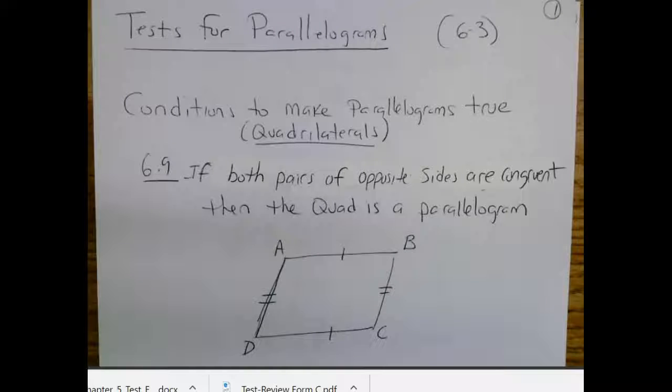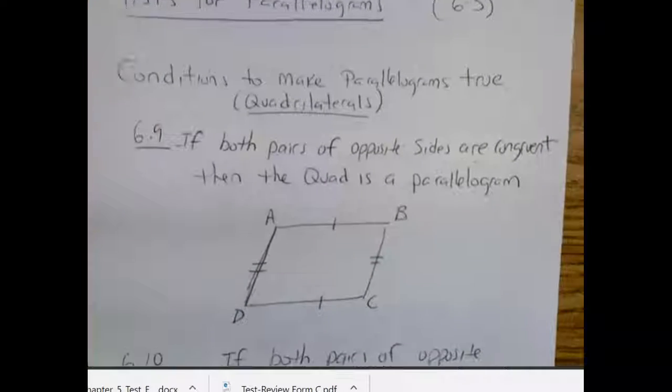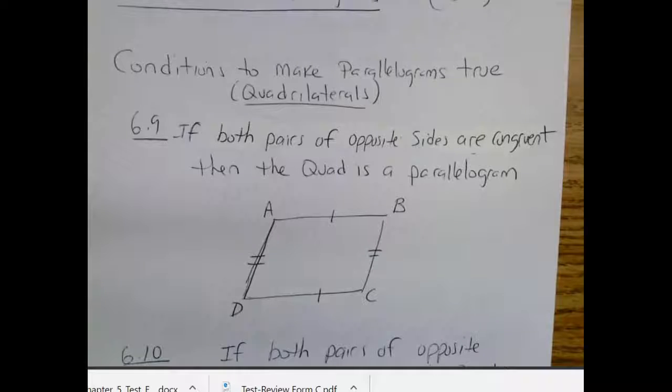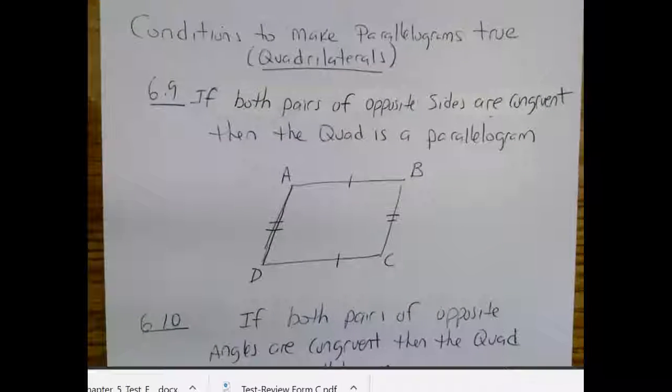And you just want to remember, as we're going through these, each one of these shapes, we're assuming it's a quadrilateral. But then we're trying to see, is it also a parallelogram at the same time? So what are the conditions we need then? So the first one, Theorem 6.9, says if both pairs of opposite sides are congruent, then the quadrilateral is a parallelogram.